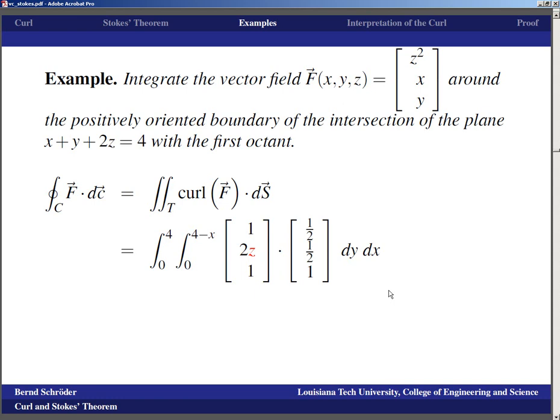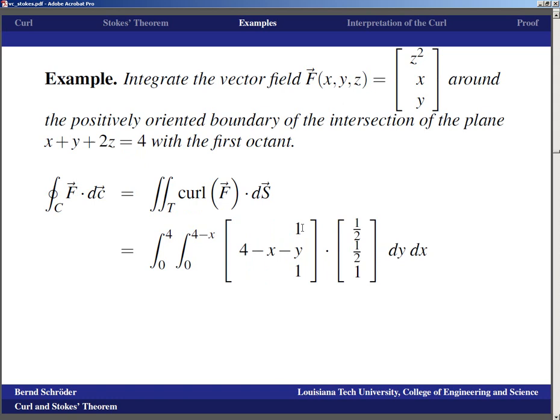And here's where we have to be careful, because the z has to come out of the parametrization. We can replace that either in the next line or right away, but be very careful here. This z is foreign to this coordinate system, because this coordinate system is in terms of x and y. What do we remember? For the surface integral of a vector field, we have to plug the parametrization in, and the z component of the parametrization was z equals 2 minus x plus y over 2, or 2z being 4 minus x minus y. So this integral should actually be 1, 4 minus x minus y, 1, dotted with 1 half, 1 half, 1, dy dx.